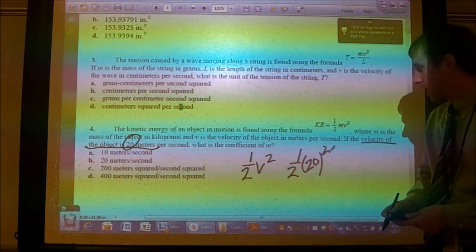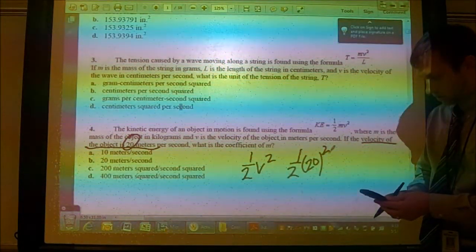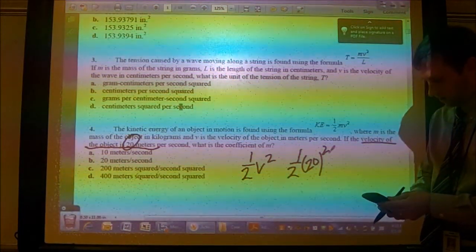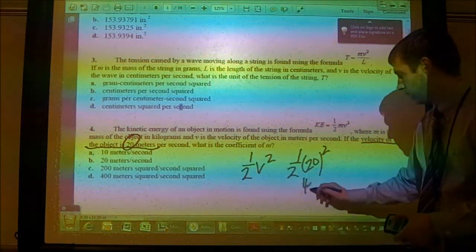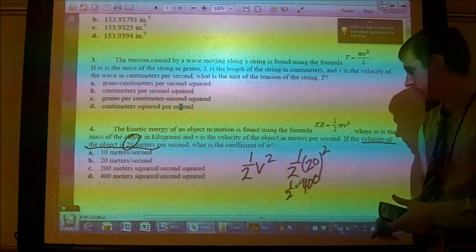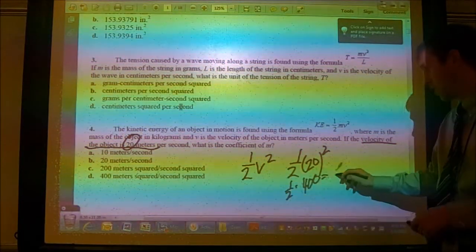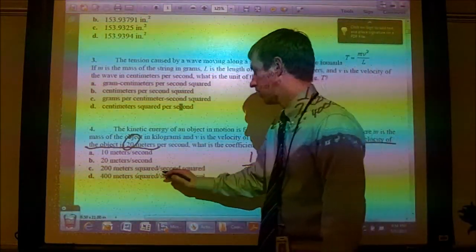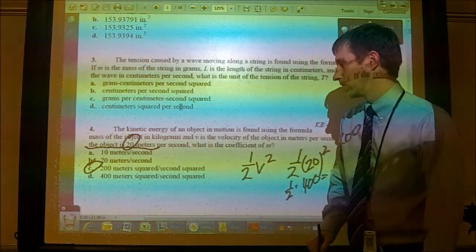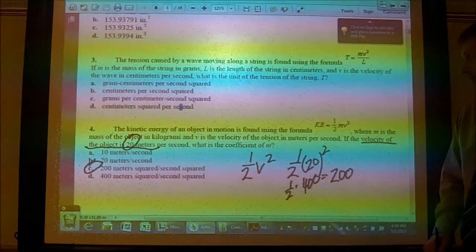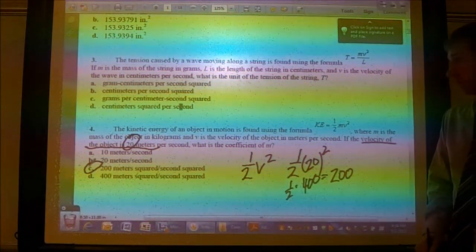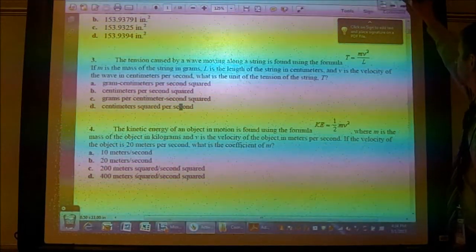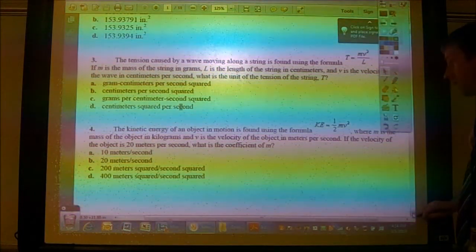Now it's a matter of using my calculator here. 20, follow your order of operations. I want to square first, so 20 squared means 20 times 20 is 400. And then 1/2 times 400, that's half of 400, that's 200. And so our answer here is 200 meters squared per second squared. All right. So that was maybe a little bit easier one, and we've got to remember what coefficient means. Okay. Going on to the next one.